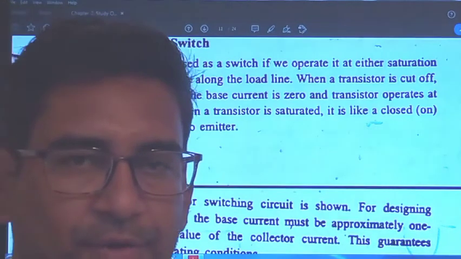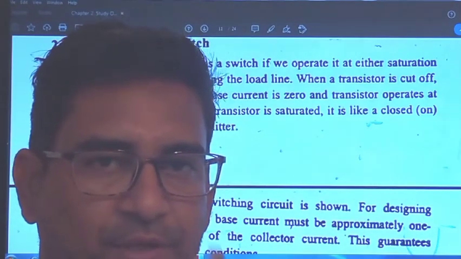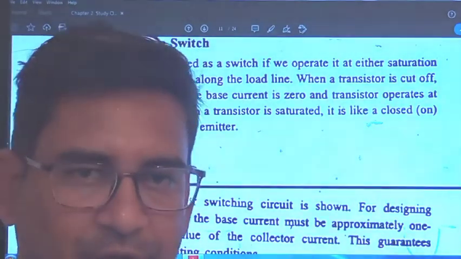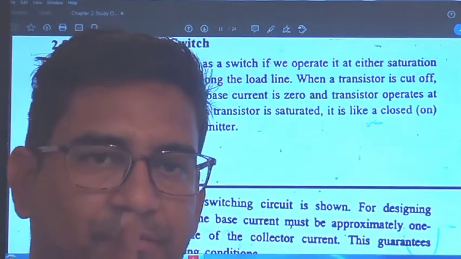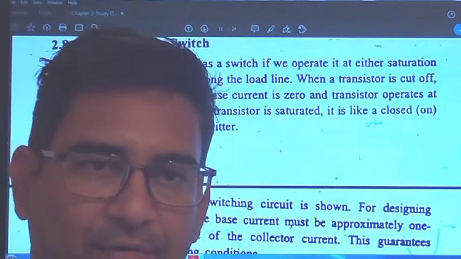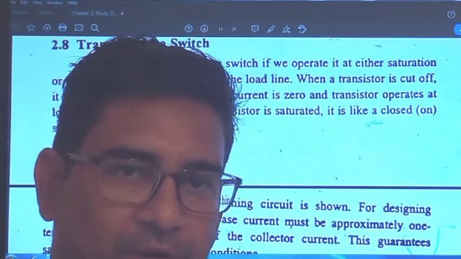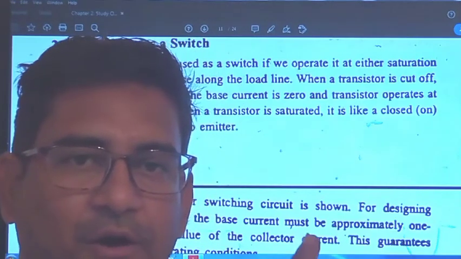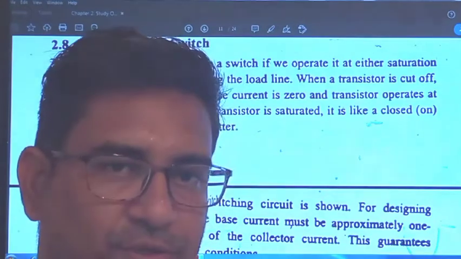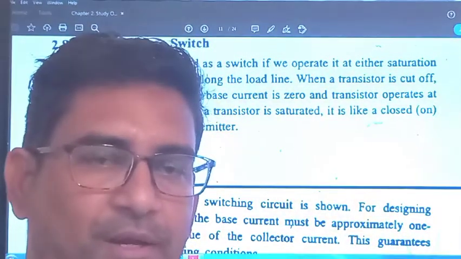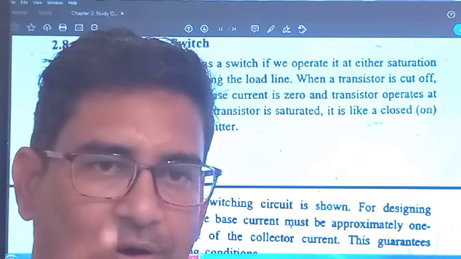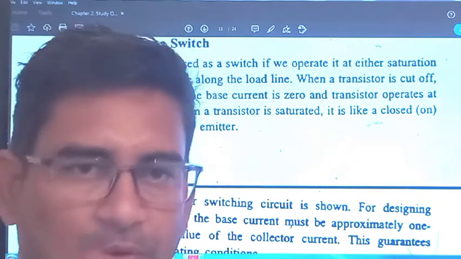Means, as I told you, when it is in saturation, both the junctions are forward biased, and when it is in cutoff, both the junctions are reverse biased. Means when one is on, another will be off, and if another is off, the first will be on. That's why this on and off technique is considered in the transistor as a simple switch. When we make it on, one circuit will be closed, and if we make it off, one circuit will be open.